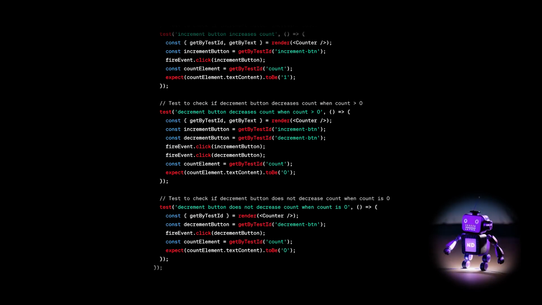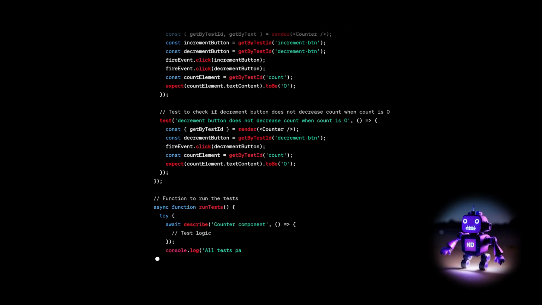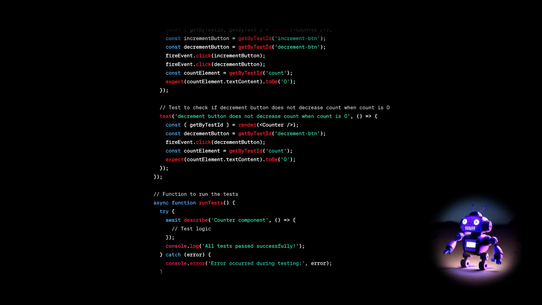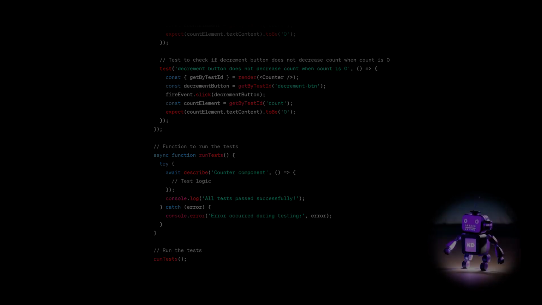Finally, we wrap our test logic in a try-catch block to handle any errors that might occur during testing. This ensures that our test suite runs smoothly and provides clear feedback on whether all tests passed or if there were any errors. Overall, this code tutorial demonstrates how to create a simple React component and write comprehensive tests for it using Jest, ensuring that our component behaves as expected in different scenarios.